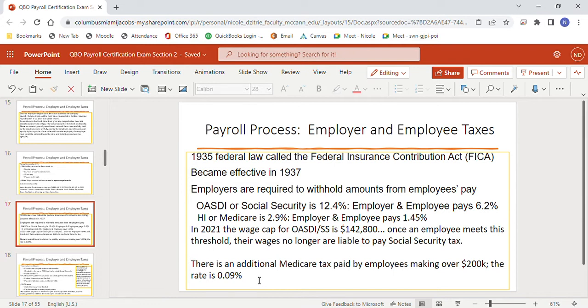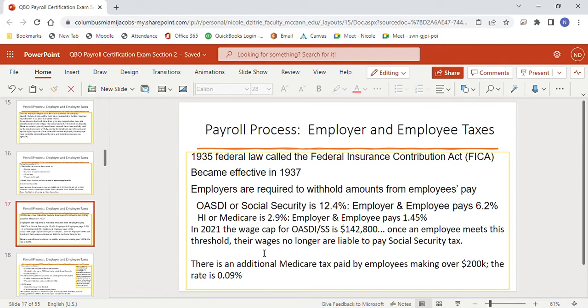Now let me just note here, something that they don't talk about in the training is if you're self-employed, like let's say if you're an independent contractor and you don't remit taxes, you would then have to do that on a quarterly basis or a yearly basis. And you would be responsible for the whole entire 12.4% and 2.9% because you wouldn't have an employer to pay the other half.